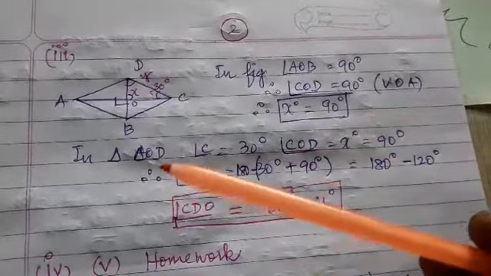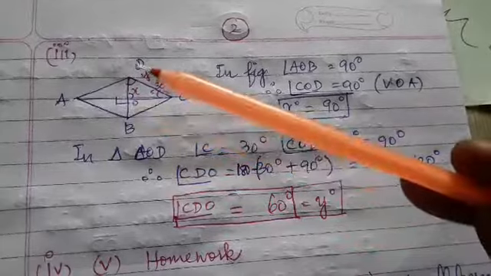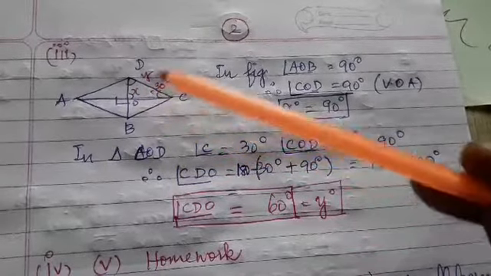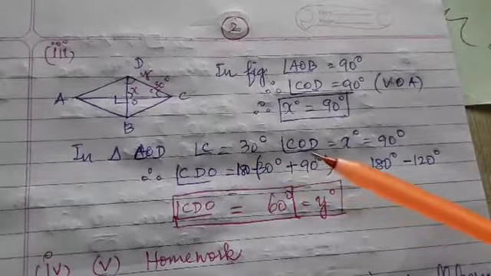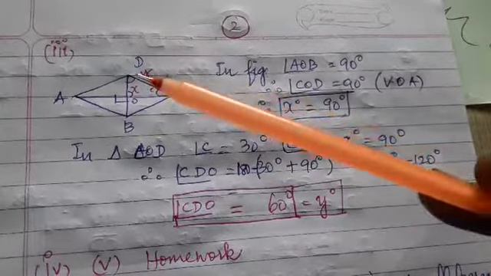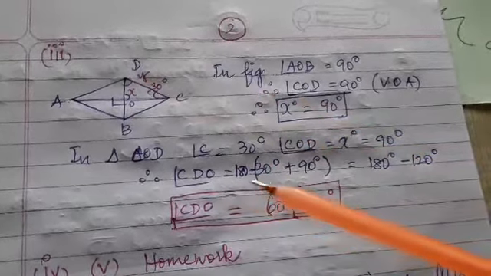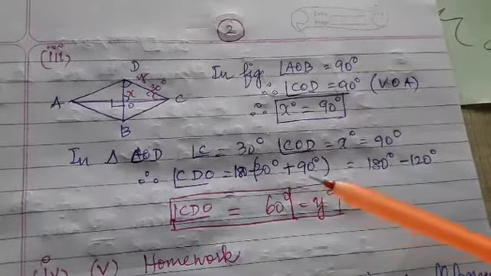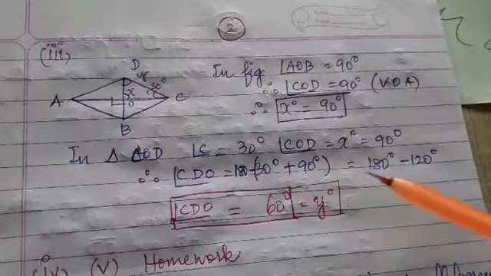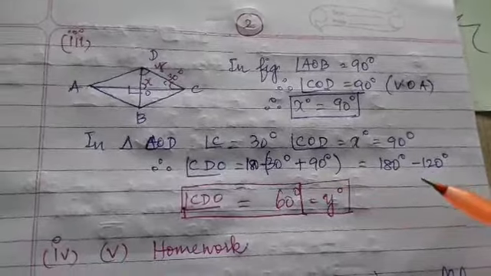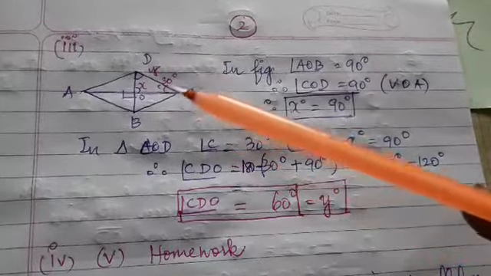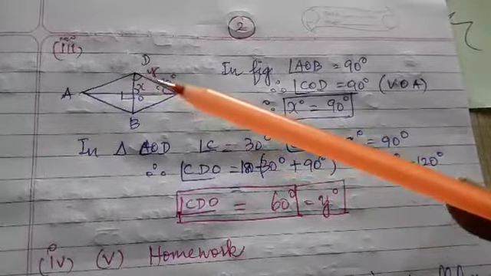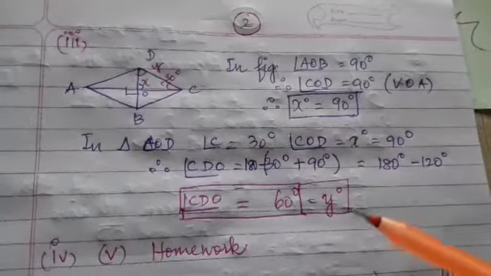Then take the triangle COD. What is happening? Angle C equals 30, angle COD equals 90. And what will be angle CDO? So 180 minus (30 plus 90). So 30 plus 90 is 120. And 180 minus 120, you will get 60 degrees. Therefore, CDO, that is angle Y, equals 60 degrees.